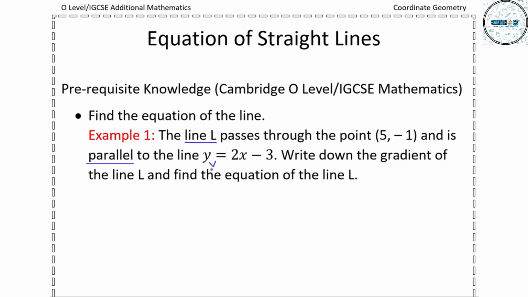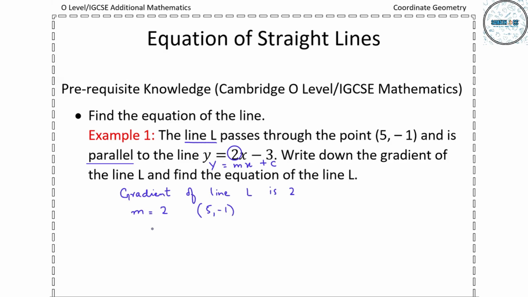If we compare it with y = mx + c, then this 2 is the value of m, which is the gradient. So the gradient of line L is 2. Now we have to find the equation of line L. We have gradient m = 2. We have coordinates (5, -1). The line L passes through the point (5, -1), so this is the point which is on the line L.